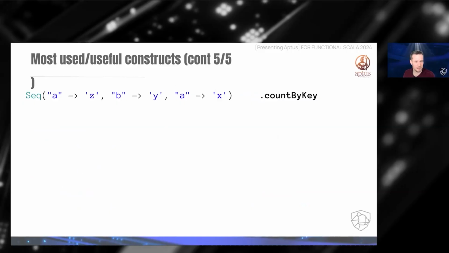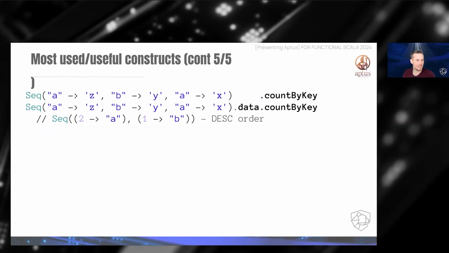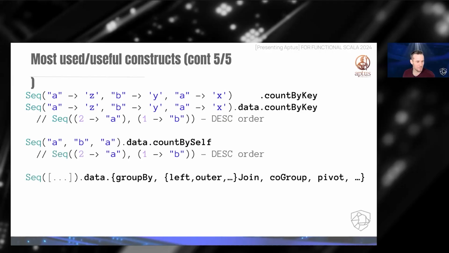A little bit more of data manipulation, simple things like count by key, which is just an alias for this guy. It'll give you a descending order version of that sequence with the counts on the left. If you don't have pairs, then you can just use count by self, which gives you the same thing. And then if you go into the data, you will be able to find more: group by, left outer join, co-group, pivot, and so on and so forth.